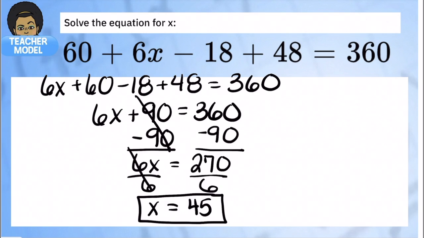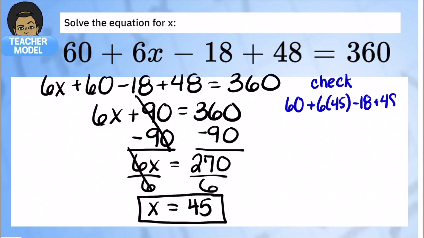Nice, easy solution. So yeah, it was super tough in the beginning, wasn't it? It looked like a lot. But now this looks a lot easier to do. So I'm going to go back and add it to my original equation. So let's do a check in blue. So just checking. And now I have 60 plus 6 times 45 minus 18 plus 48. And we know all this is going to be equal to 360.